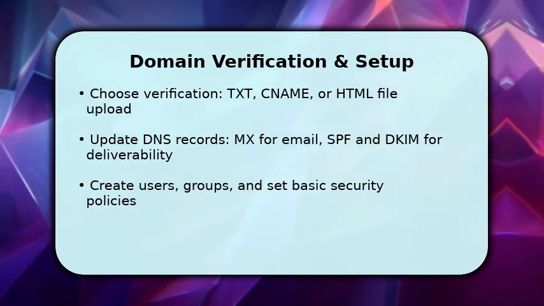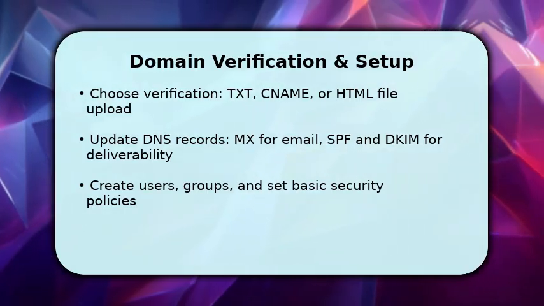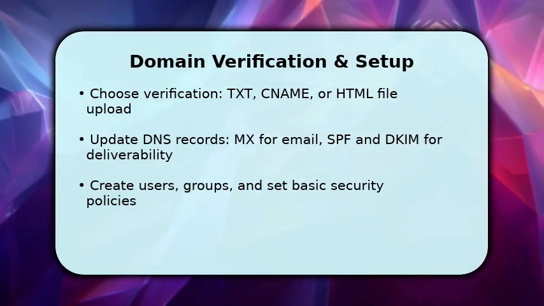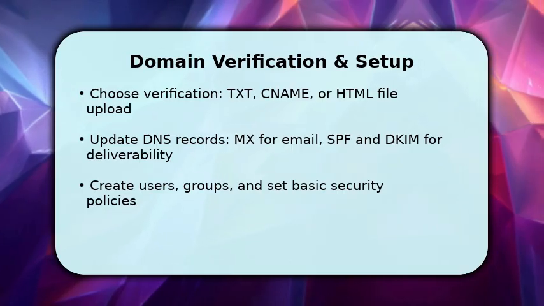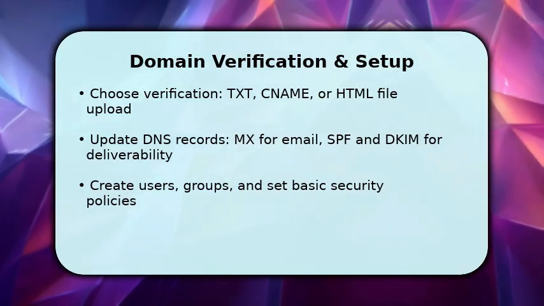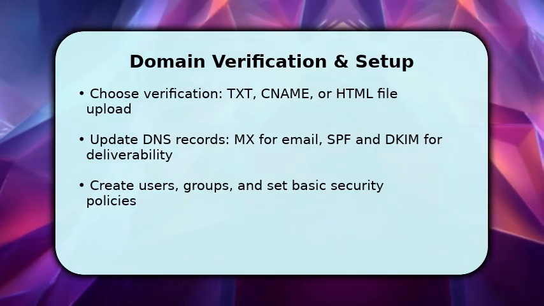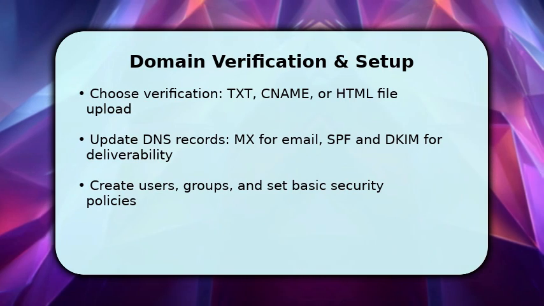After verification, update DNS with MX records to route mail to Google, then add SPF and enable DKIM to prevent spoofing and improve deliverability. Next, create user accounts and functional groups and assign admin roles. Make sure to configure password rules and two-step verification to reduce risk.